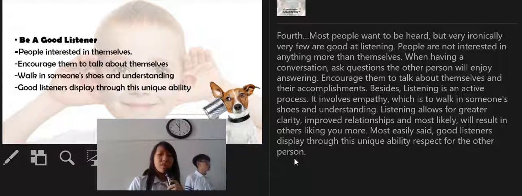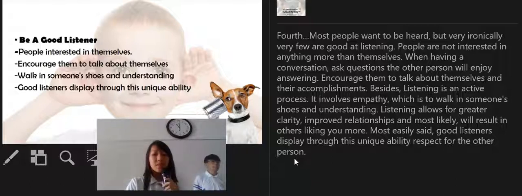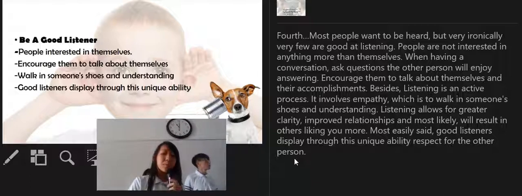Listening is an active process. It involves empathy, which is to walk in someone's shoes and understand. Listening allows for greater clarity, improved relationships, and most likely will result in others liking you more. Most easily said, a good listener displays, through this unique ability, respect for the other person.